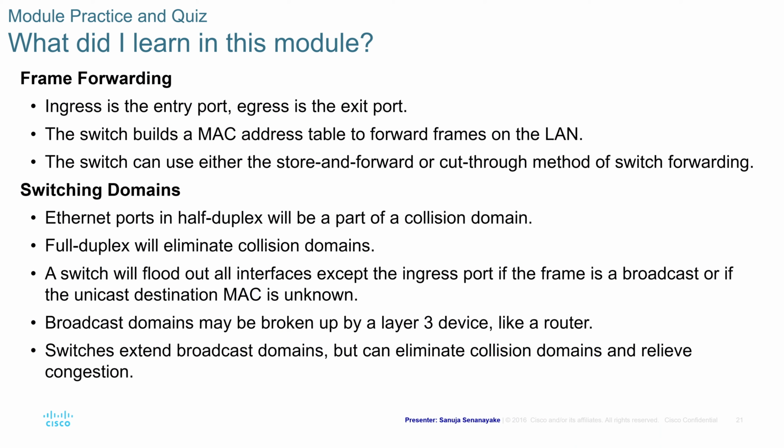We learned about frame forwarding. We learned about the ingress, which is the port where the data is entering, and egress, which is the port where data will be exiting. And I told you a simple way of remembering this: ingress, like input, IN, therefore the input port, and exit, EX, therefore egress, with the E being the exiting port. The switch builds a MAC address table, also known as a CAM table, to forward frames on the LAN.